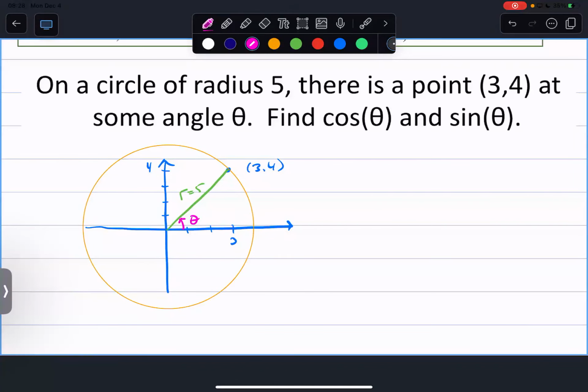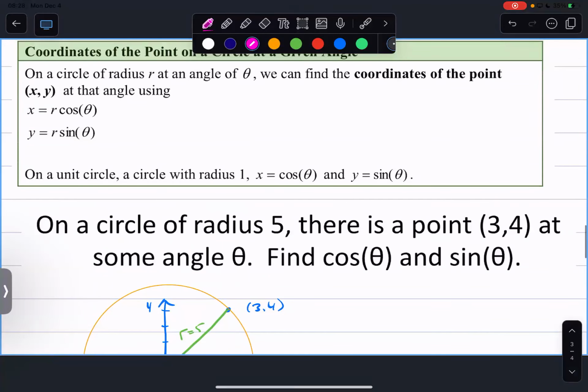So just working with the SOH and the CAH, right? We could jump right in and say, okay, if I know that x is 3 and y is 4, I know the radius is 5, then you can solve for sine and cosine, right? But what if you don't see that right away? That's totally fine. Just go for it.